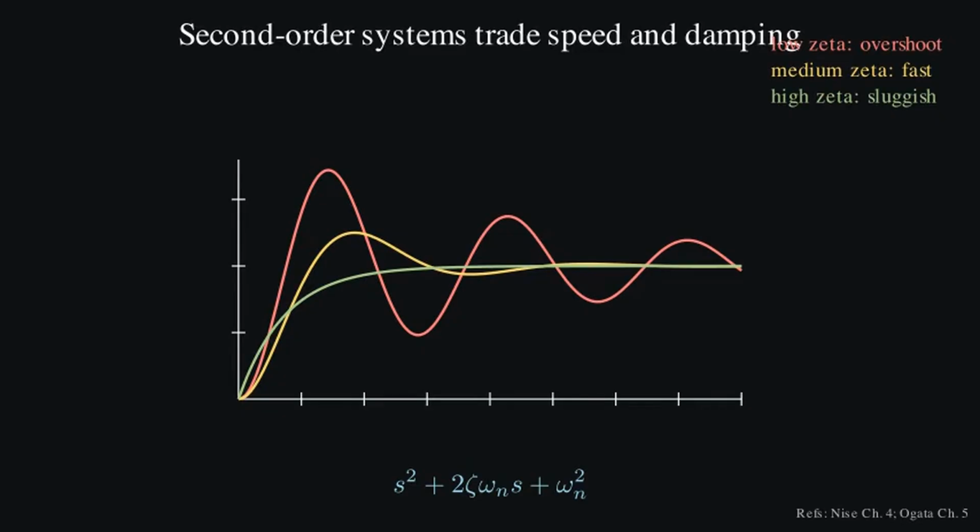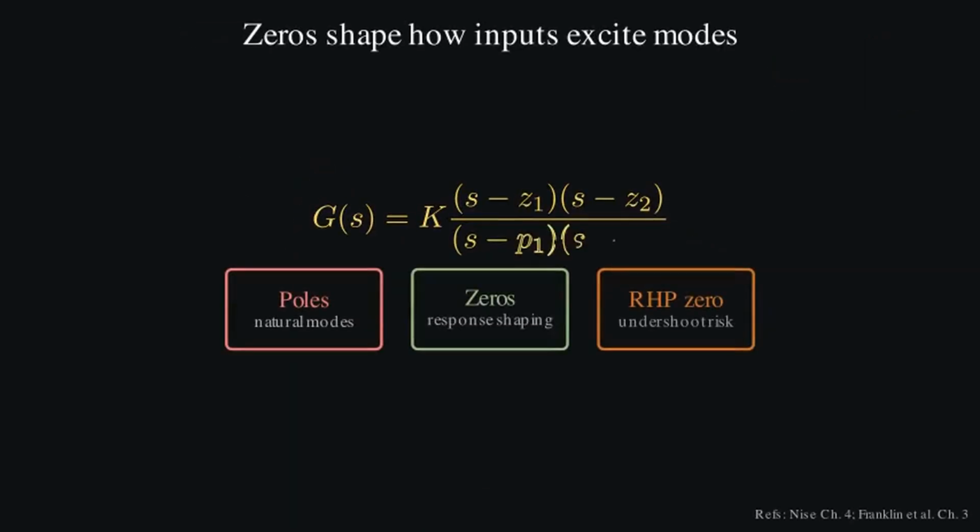A second-order system has 2 poles, usually described by natural frequency omega n and damping ratio zeta. Low damping rings and overshoots. Moderate damping can be quick and clean. Heavy damping is stable but slow. This is the classic transient response language. Rise time, overshoot, peak time, and settling time.